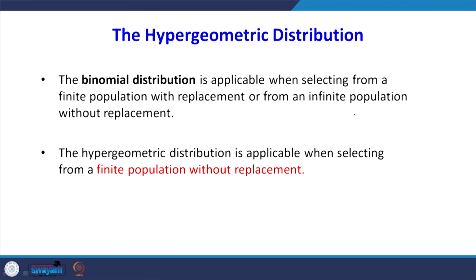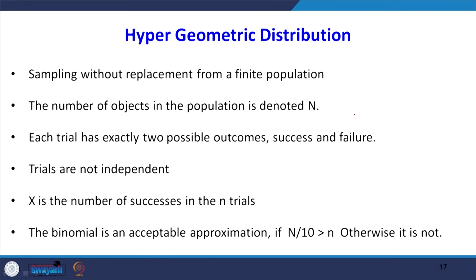See, the binomial distribution is applicable when selecting from finite population with replacement or from an infinite population without replacement. So, whenever the concept of without replacement comes, then we have to think of using hypergeometric distribution. The hypergeometric distribution is applicable when selecting from a finite population without replacement. The properties of hypergeometric distribution. So, sampling without replacement from a finite population, then you should go for hypergeometric distribution.